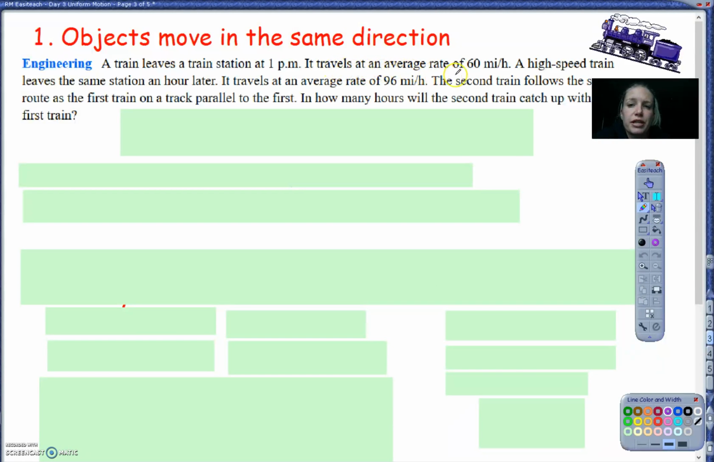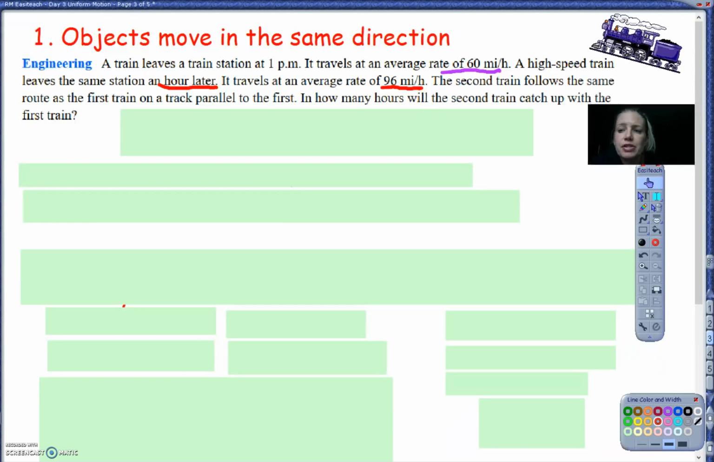So we have one train going at 60 miles per hour. We have a second train that's going an hour later. It travels 96 miles per hour, so it's traveling faster. The second train follows the same, and let me pull this down so you can see that. The same, that part is very important. Right here, the same route as the first train on a track parallel to the first. In how many hours will the second train catch up with the first train?